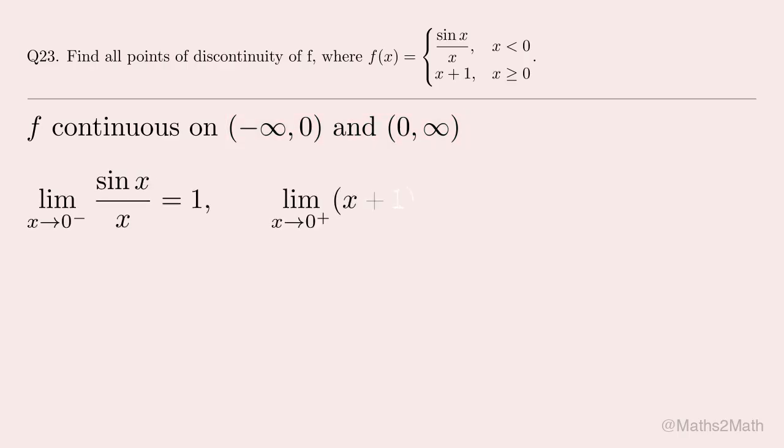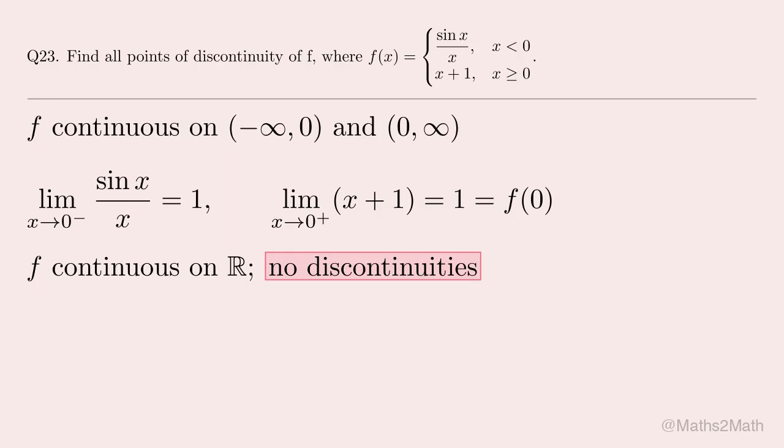At 0, the left limit is the standard limit, 1, the right limit is 0 plus 1, also 1, and f of 0 is 1. Everything matches. F is continuous everywhere, with no points of discontinuity.